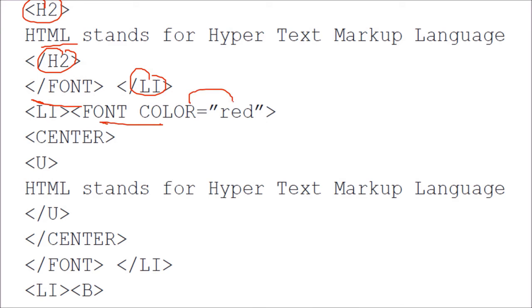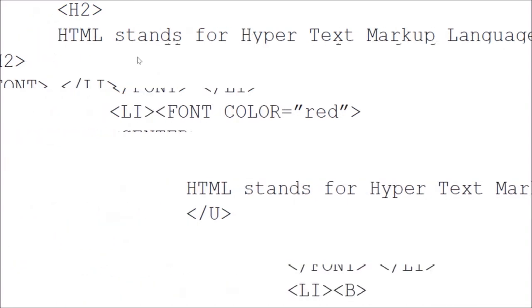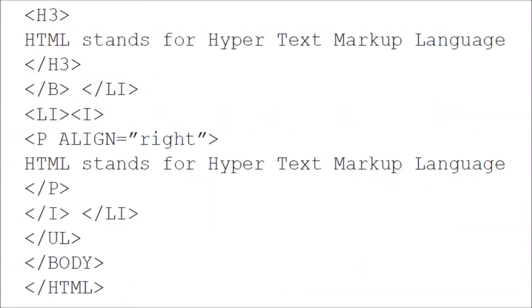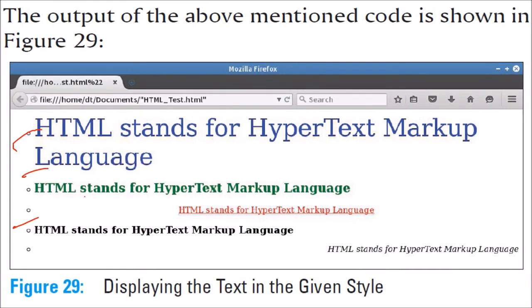Then you have font color equal to red because you want to make it center. U, this is for underline, and then font, end this font, li, and then bold it. The way it is being given in the question, you have to do this. H3 inside this, then li, if you want to align the paragraph, align right, this is alignment, end the li, and end the final ul. So this will be your result, right?